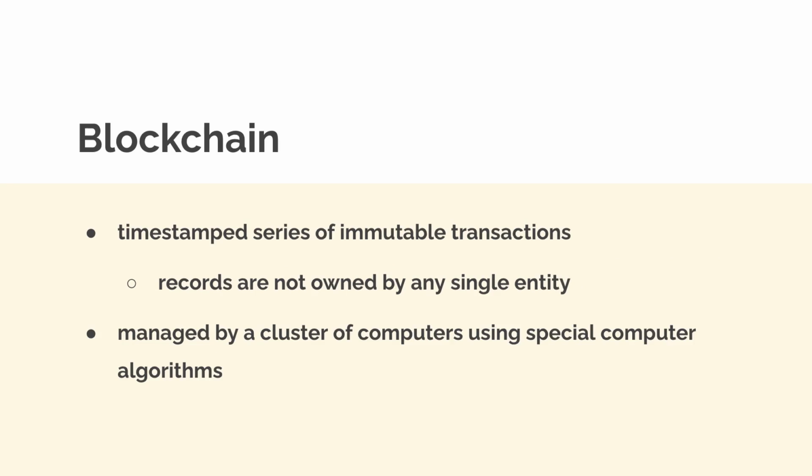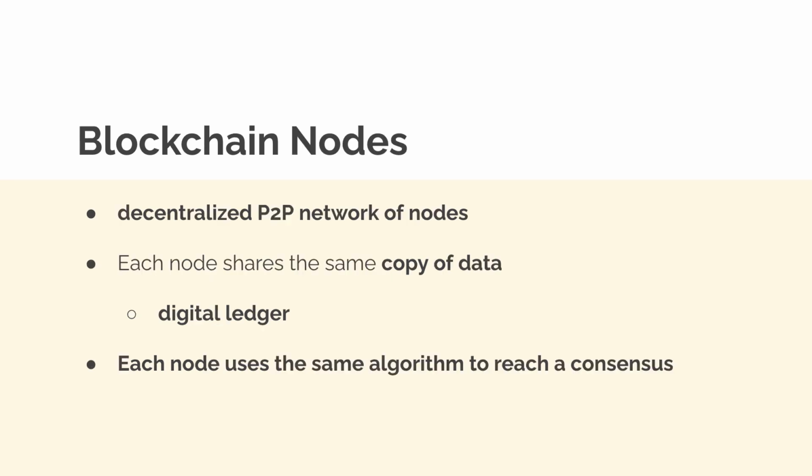A blockchain is a time-stamped series of immutable transactions where a record is not owned by any one entity. A blockchain is managed by a cluster of computers that use special algorithms. A blockchain consists of a network of nodes. So a blockchain is like a decentralized person-to-person network of nodes. Each node shares the same copy of data, known as a digital ledger, and each node uses the same algorithm to reach a consensus. Later on in this section, we're going to talk more about what is decentralized versus centralized, and what are these nodes.